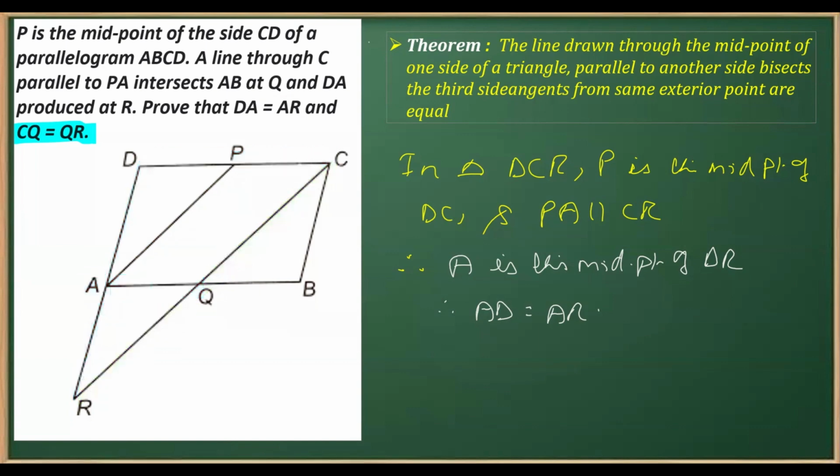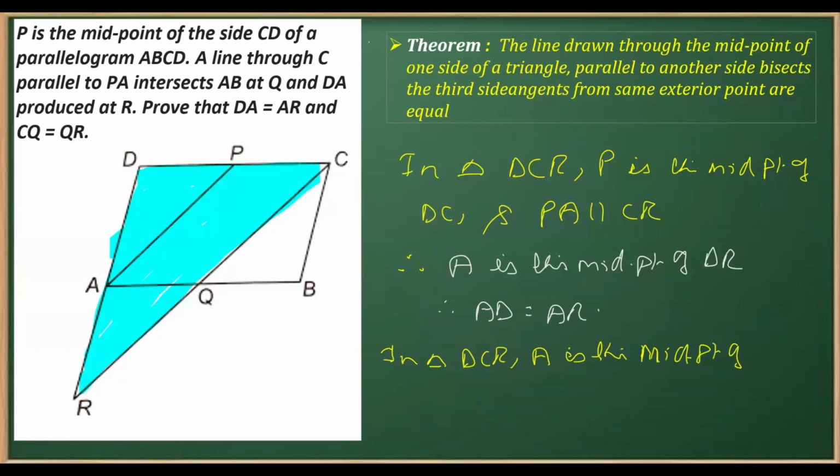So let me shade the triangle, which will give you more clarity. If I consider this triangle, once again we are considering the same triangle DCR here. Now check here. We will write: in triangle DCR, A is the midpoint of DR, and that's proved above, right? From here. And AQ is parallel to DC.